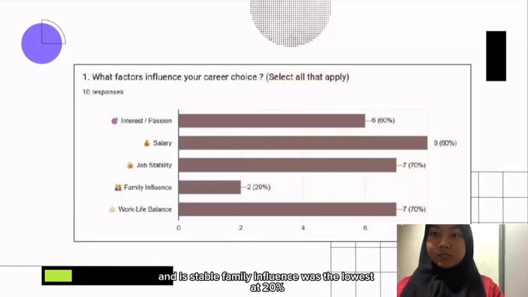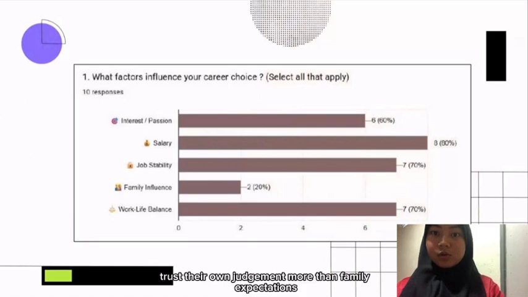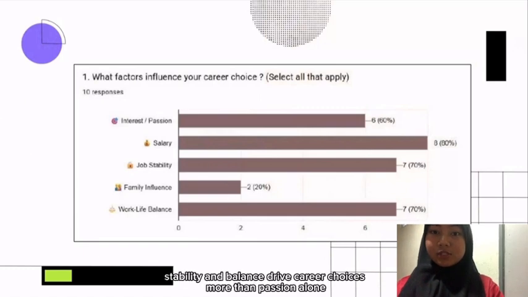Family influence was the lowest at 20%. Young adults today trust their own judgment more than family expectations. So overall, practical factors like money, stability, and balance drive career choices more than passion alone.